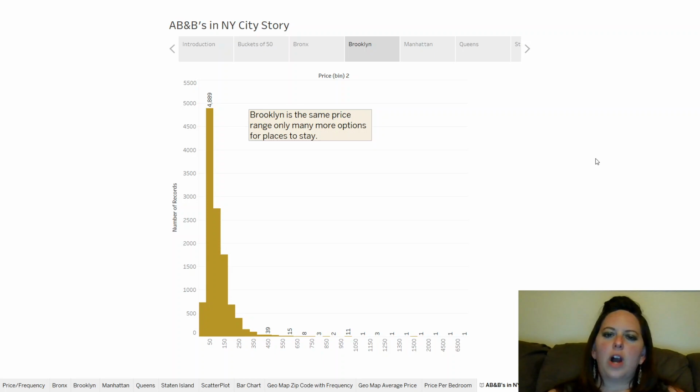We were just looking at the Bronx, and now we're looking at Brooklyn. The Bronx, as we mentioned, was 190 at the max, and here we have almost 5,000 Airbnb options in the $50 to $100 price range. Because we're taking our company of 20 people, I think it's not a bad idea to stick in that price range, so we can maximize our opportunity at the conference.